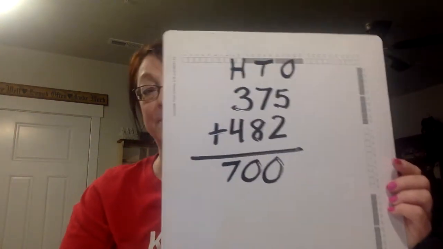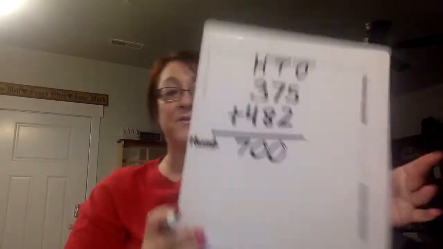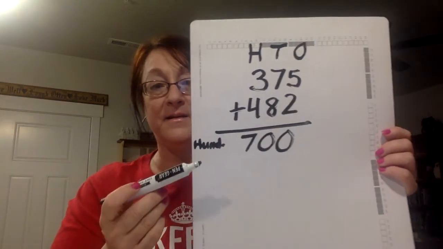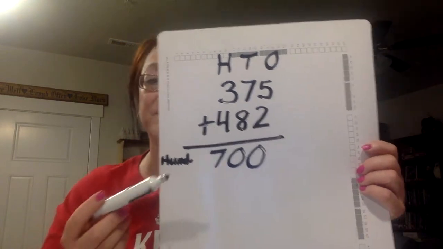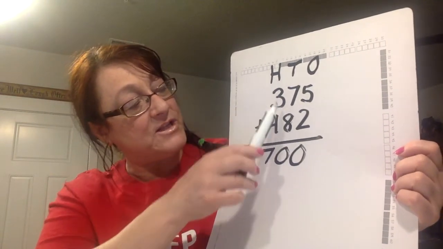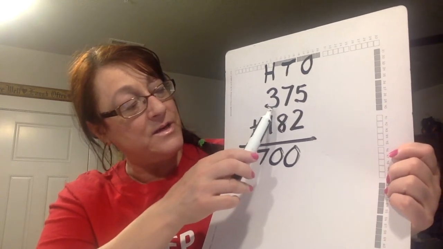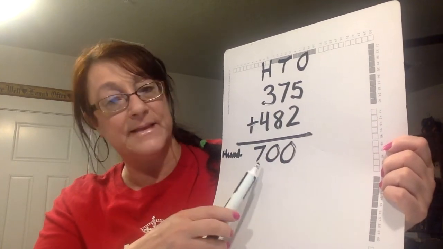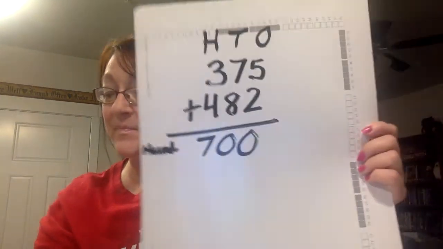And so I am writing that down. So this is hundreds. I'm just going to put an H-U-N-D to show hundreds. I'm abbreviating it. So see, if mom and dad don't understand, you can tell them. See what Miss Staley did? She added just the hundreds. 300 plus 400 equals 700. So that's what I did.